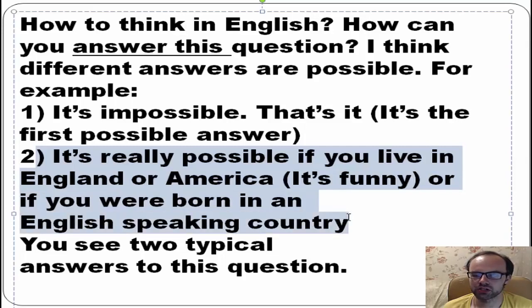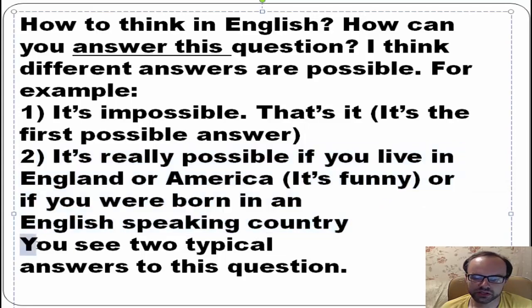or if you were born in an English-speaking country, so you can do it, okay? So if you live for a long time in England, America, Australia, or another English-speaking country, or if you were born there, so if you lived there when you were a child. And you see two typical answers to this question. So what is typical?